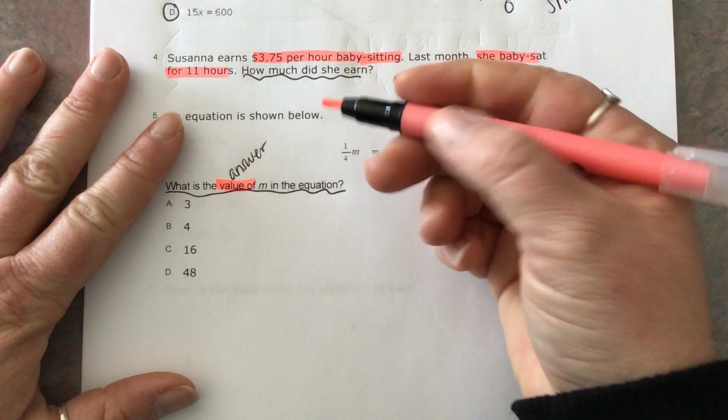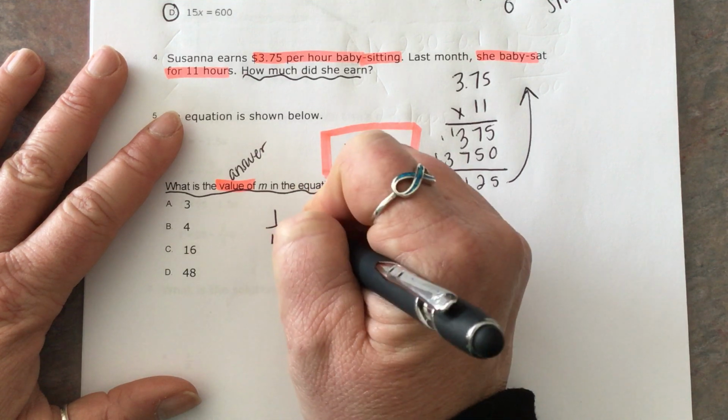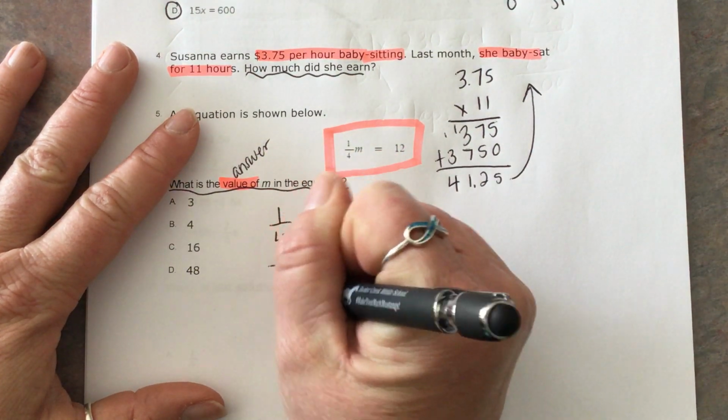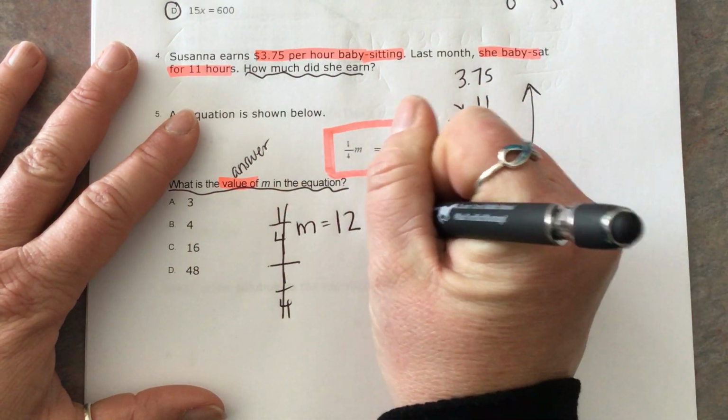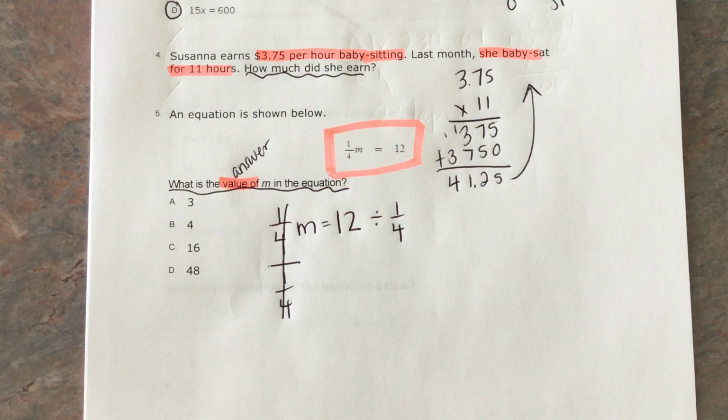And then also, guys, this is important. So I have 1/4 m equals 12. How do I solve this problem? Before you answer that, what operation is going on between the 1/4 and m? In order to solve this problem, what do you have to do? You have to divide. You have to do the opposite. So you're essentially going to divide by 1/4. That cancels. So over here, you're doing 12 divided by 1/4. Go ahead and stand up when you have your answer.